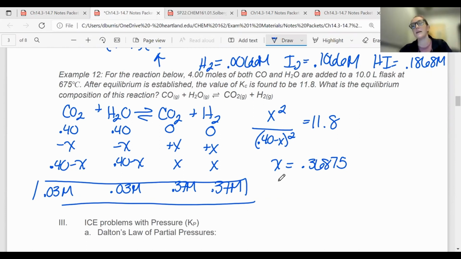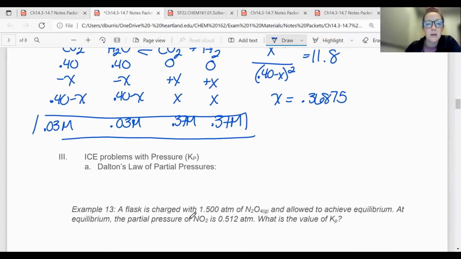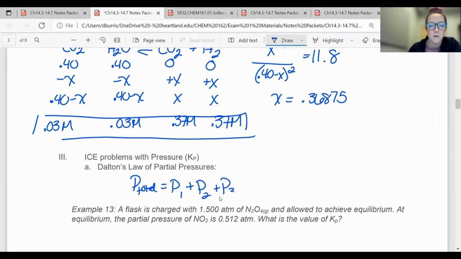All right, so same thing applies for gases, okay? Now there is one gas law that I want you to keep in mind, and that's Dalton's law of partial pressures. Remember that partial pressures add up to total pressures. That's what his law is. P total equals P1 plus P2 plus P3 and so on and so forth. Okay, and this is for any gas mixture.